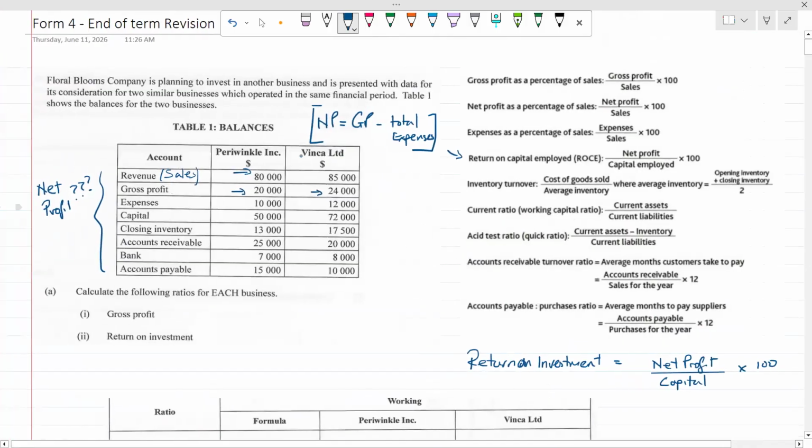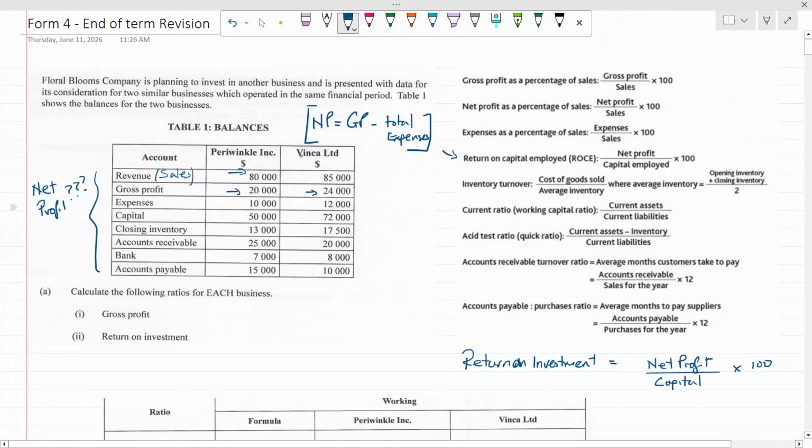Okay, so let's look at the question from the top. Floral Blooms company is planning to invest in another business and is presented with data for its consideration for two similar businesses which operated in the same financial period. Table 1 shows the balances for the two businesses. So we have a number of accounts here: revenue, which is the sales figure, gross profit, expenses, capital, closing inventory, accounts receivable, bank, accounts payable. And these are the figures that relate to these accounts for the two separate businesses, Periwinkle Inc. and Winkle Limited. Now, this company, Floral Blooms, wants to invest in another company.